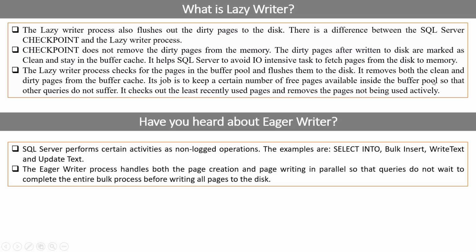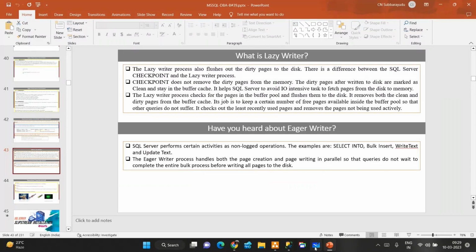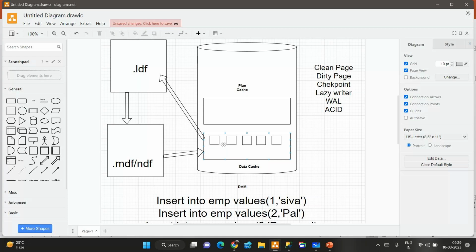See, eager writer is a process that handles both page creation and page writing in parallel. It is getting the page, writing the page, getting the page, writing the page, in parallel. Eager writer will improve the performance when you are performing bulk operations by creating the page and writing the page in parallel. Got it?